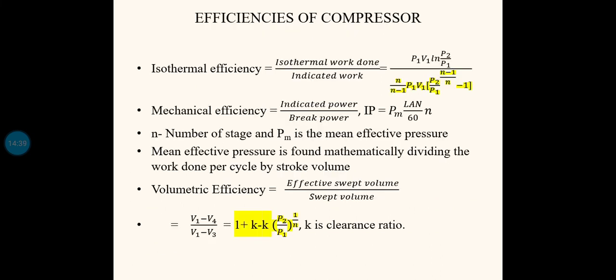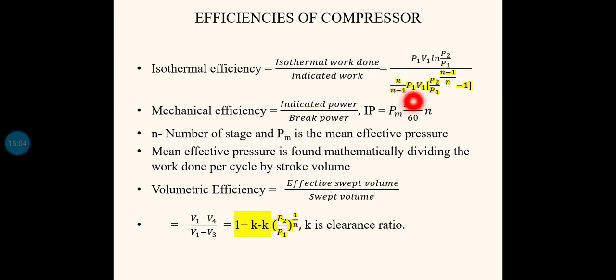Now we have to see one more thing, that is efficiencies of the compressor. A few efficiencies are mentioned here. First one is isothermal efficiency. Isothermal efficiency is the isothermal work done divided by the indicated work. We know that the isothermal work done is given by P1 V1 ln (P2 by P1). This equation we have already derived, and indicated work done is the work done corresponding to the polytropic process.